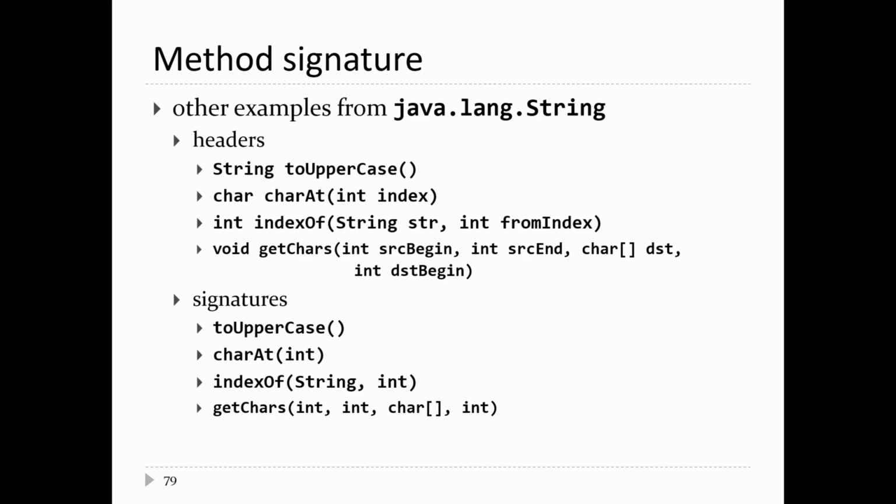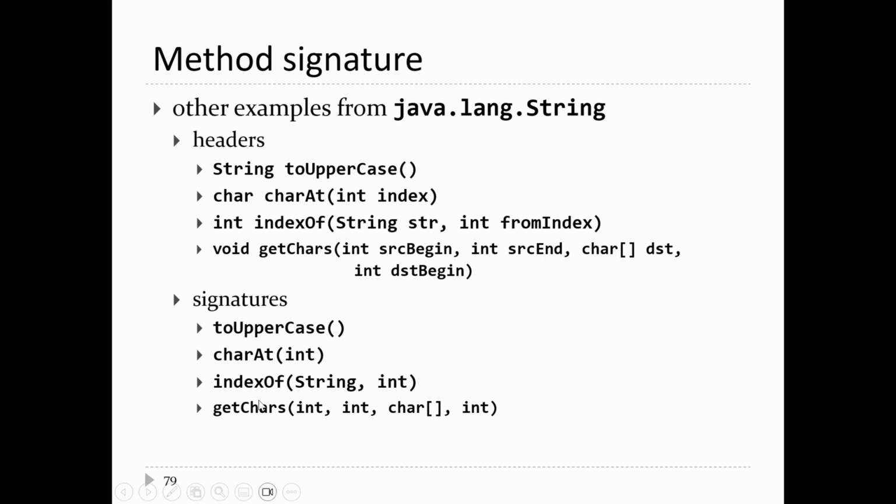And so if you want to understand signatures, here are a bunch of methods in string, right? So we've got toUppercase. What's the signature of toUppercase? Well, it's the name of the method plus its parameter types, so it's just toUppercase. Right? Here's charAt. Its signature is simply its name, so charAt, and its types in the parameter list, so int.